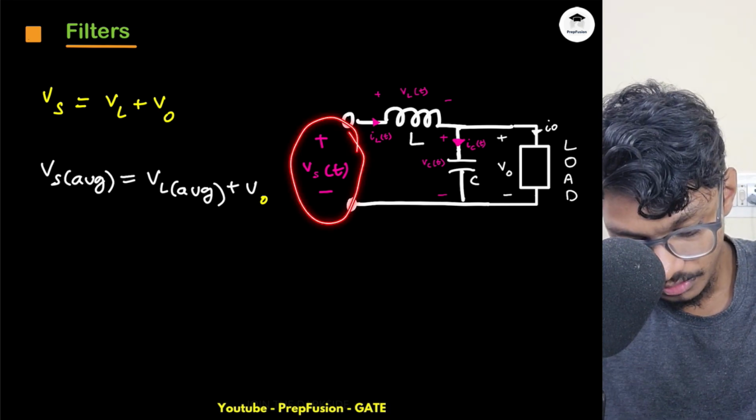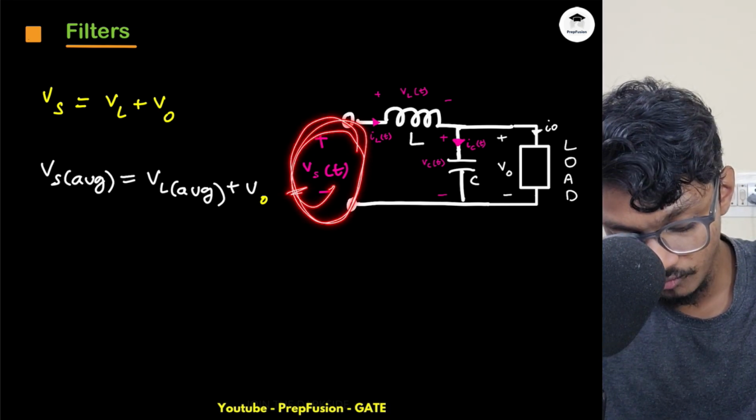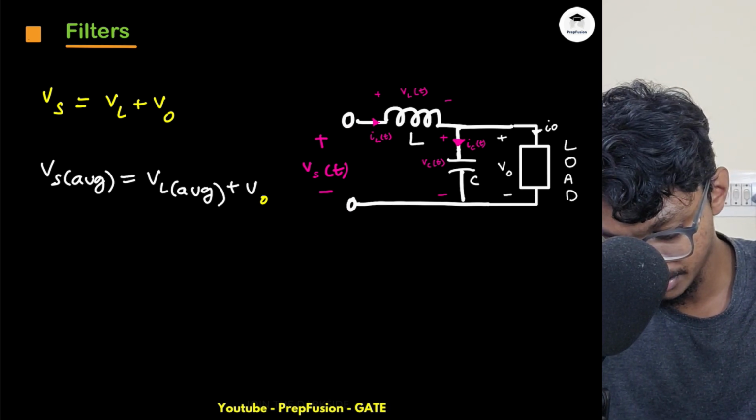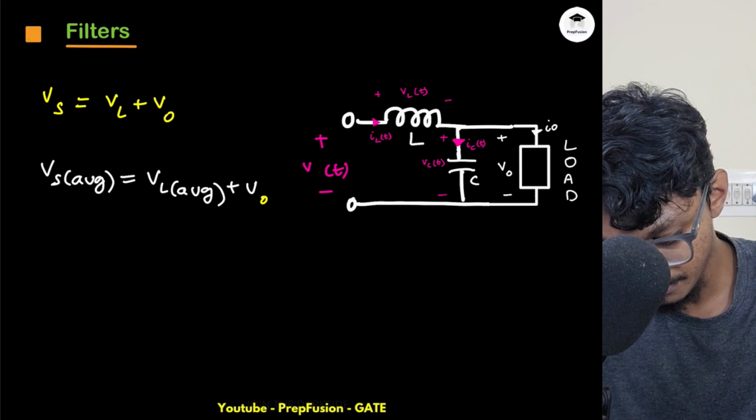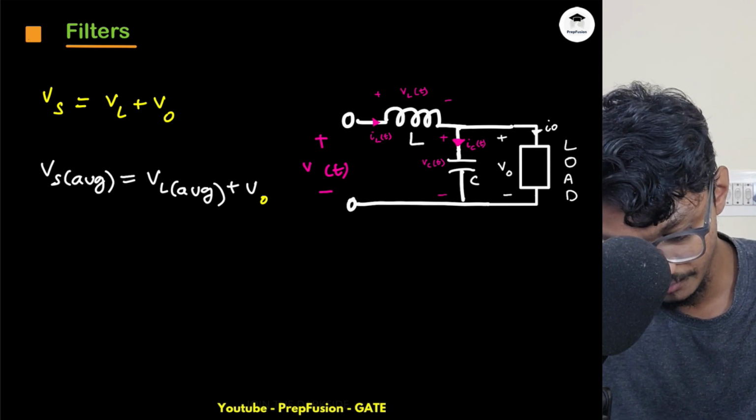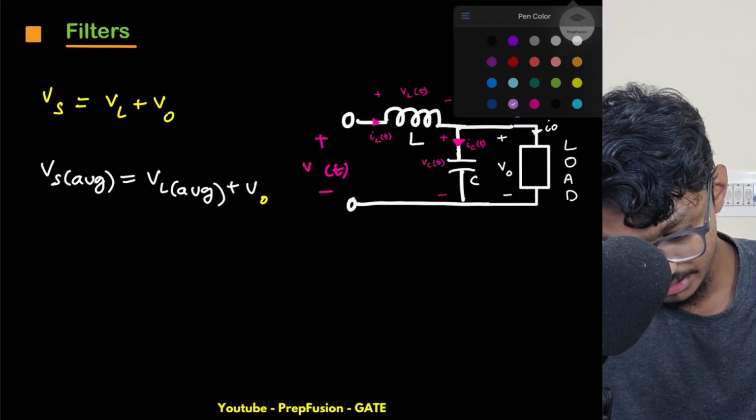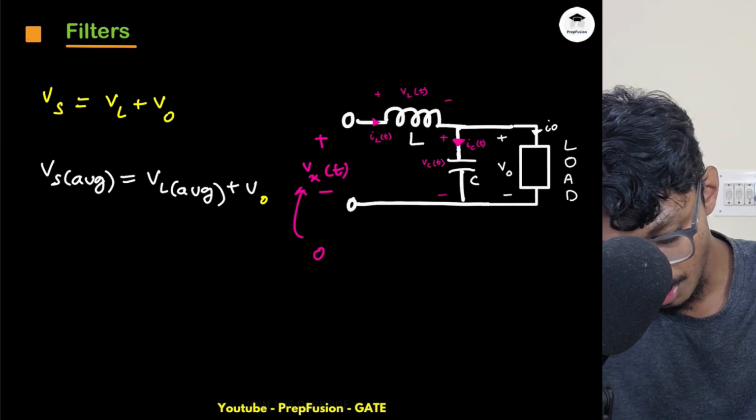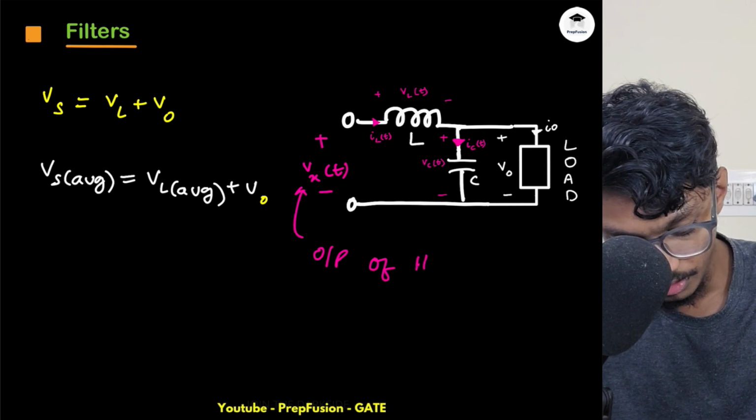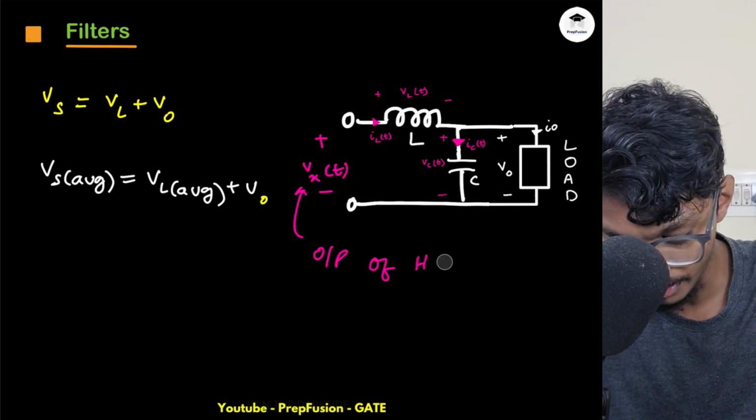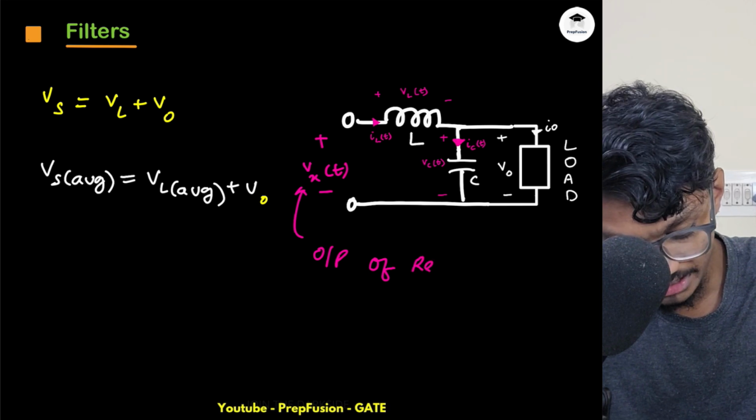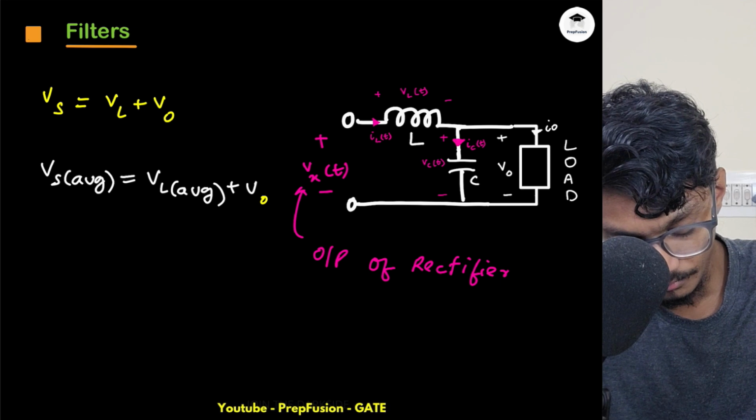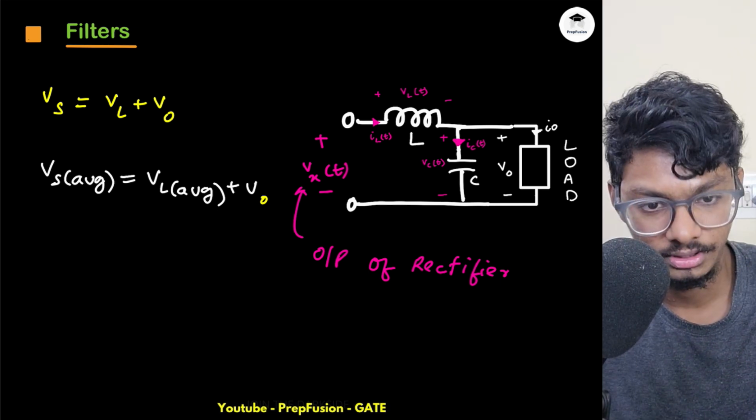Now here, this is the input of what? This is not actually the Vs, I should say specifically, this is some value Vx, else you will get confused with the supply itself. This is the output of the half wave rectifier, that is being fed into a filter.